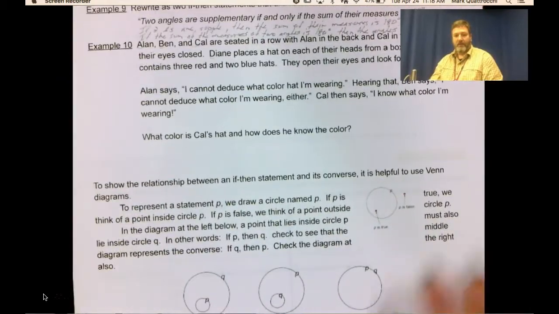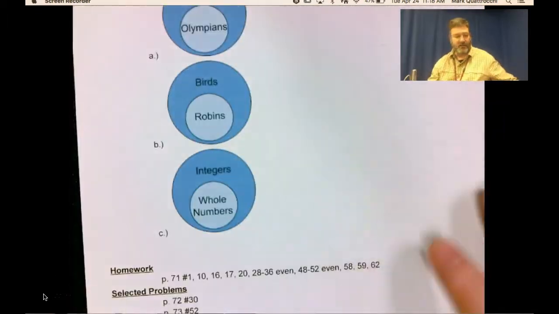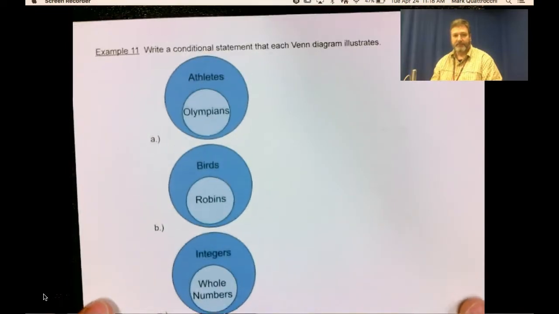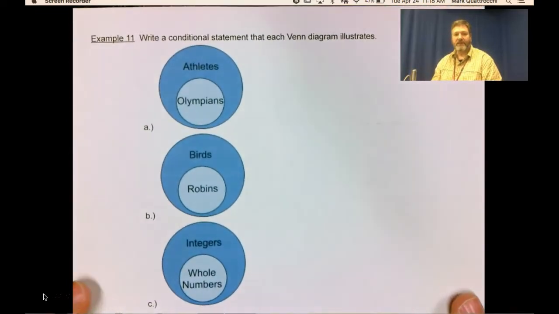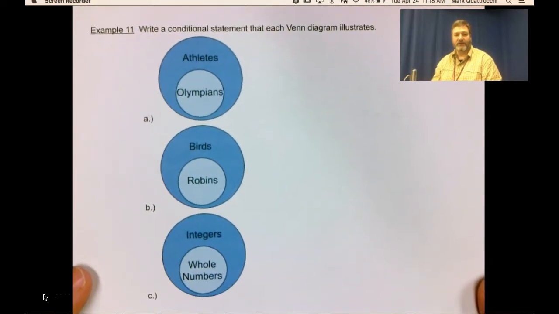Okay. Now we get into Venn diagrams. Example 11. Write the conditional statement that each Venn diagram illustrates.